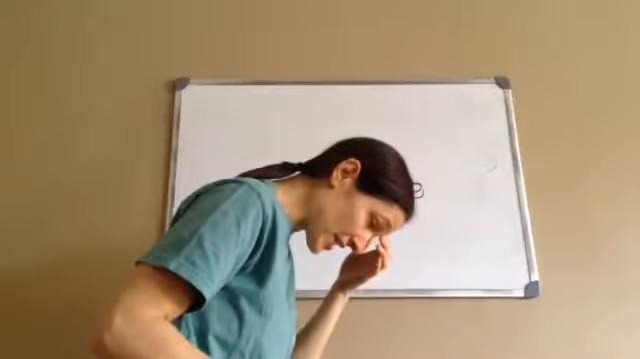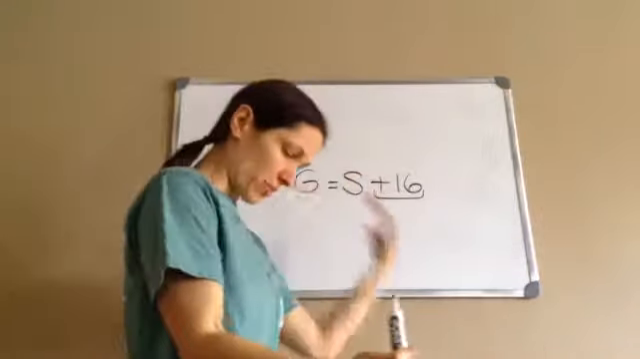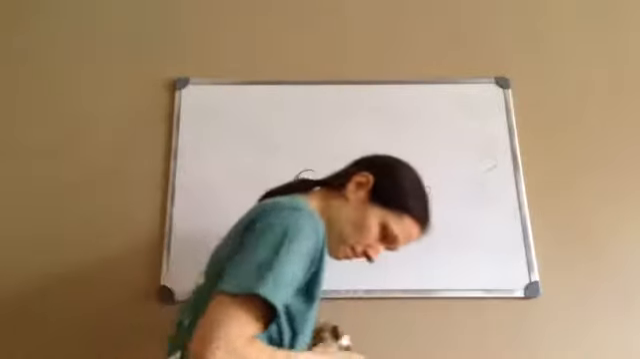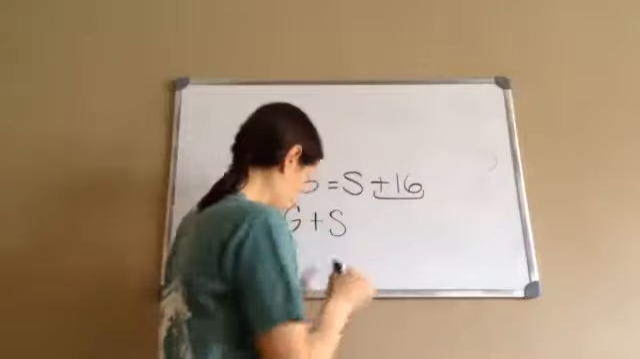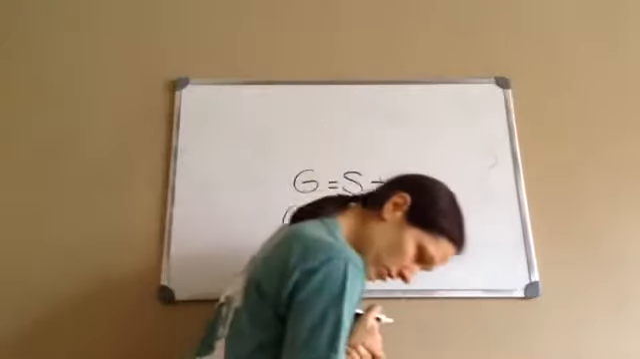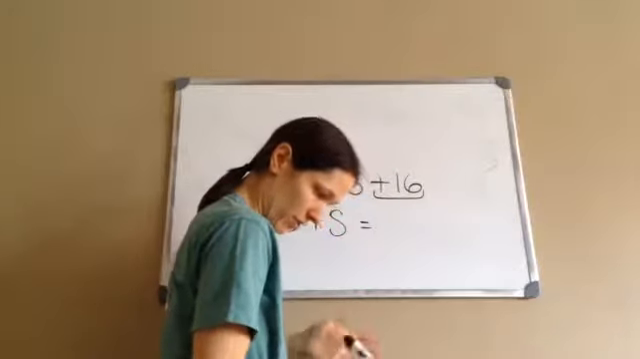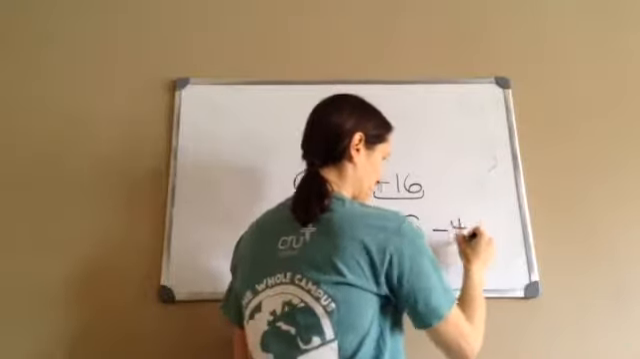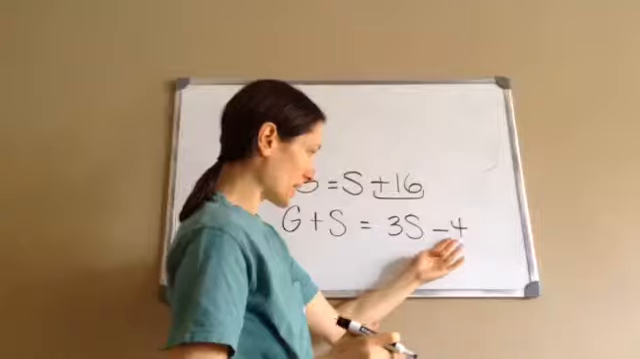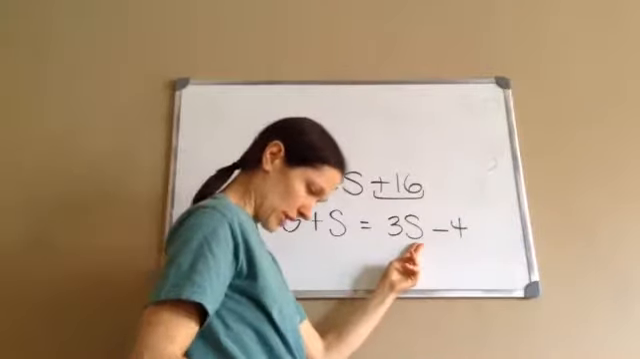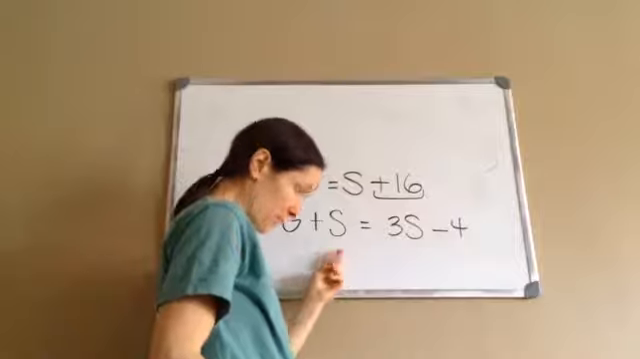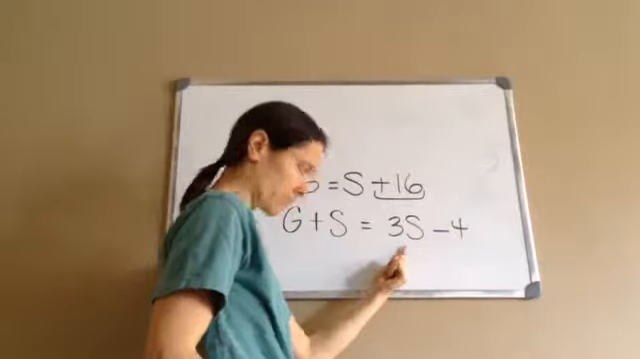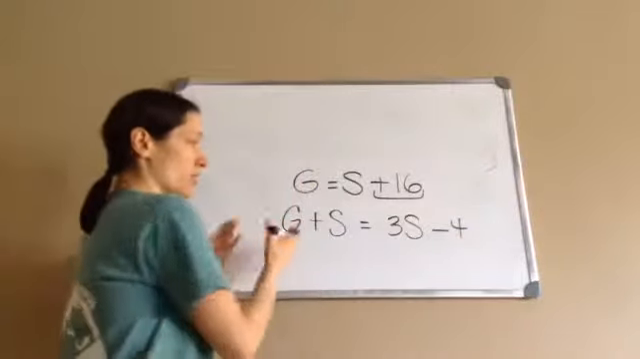Then it says: when added together, my greater number and my smaller number, their sum is 4 less than 3 times the smaller. So 3 times the smaller, and it's 4 less than that. Did you get that? When added together, their sum is 4 less than 3 times the smaller. What are the numbers? Okay, so this is my problem.